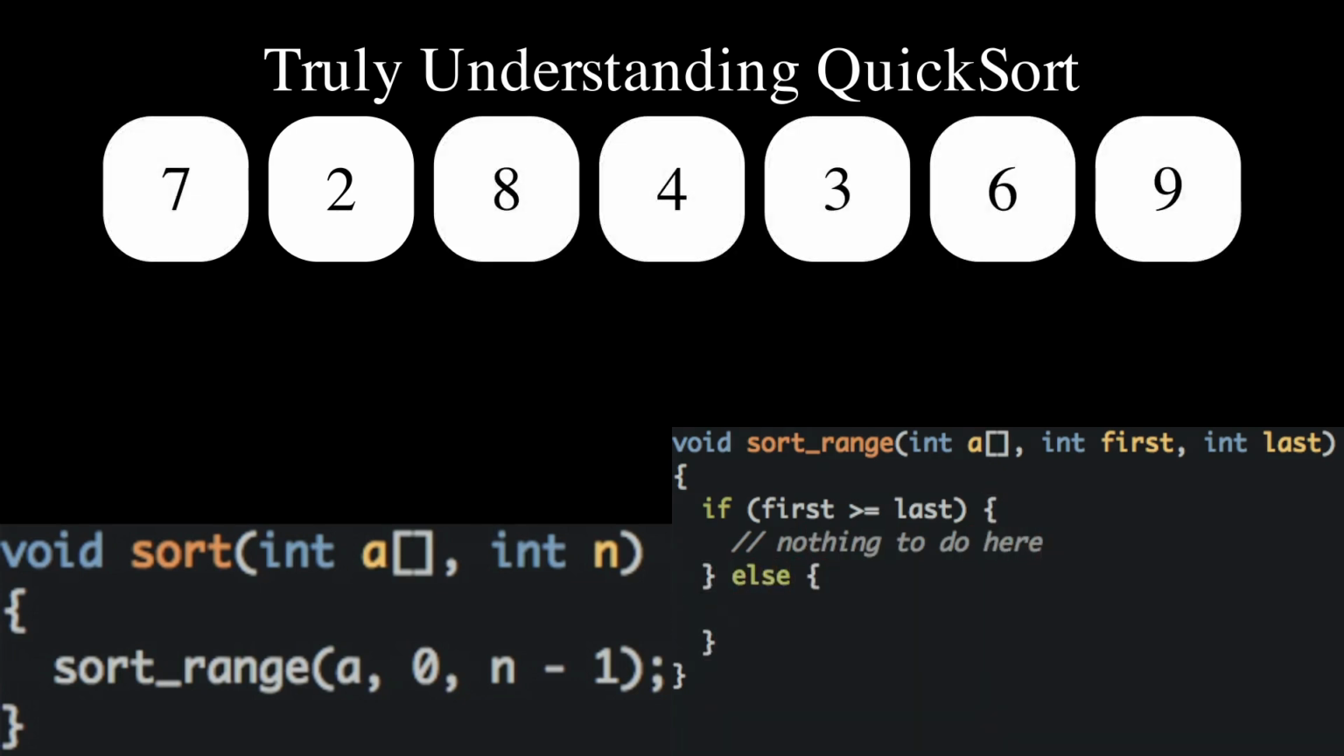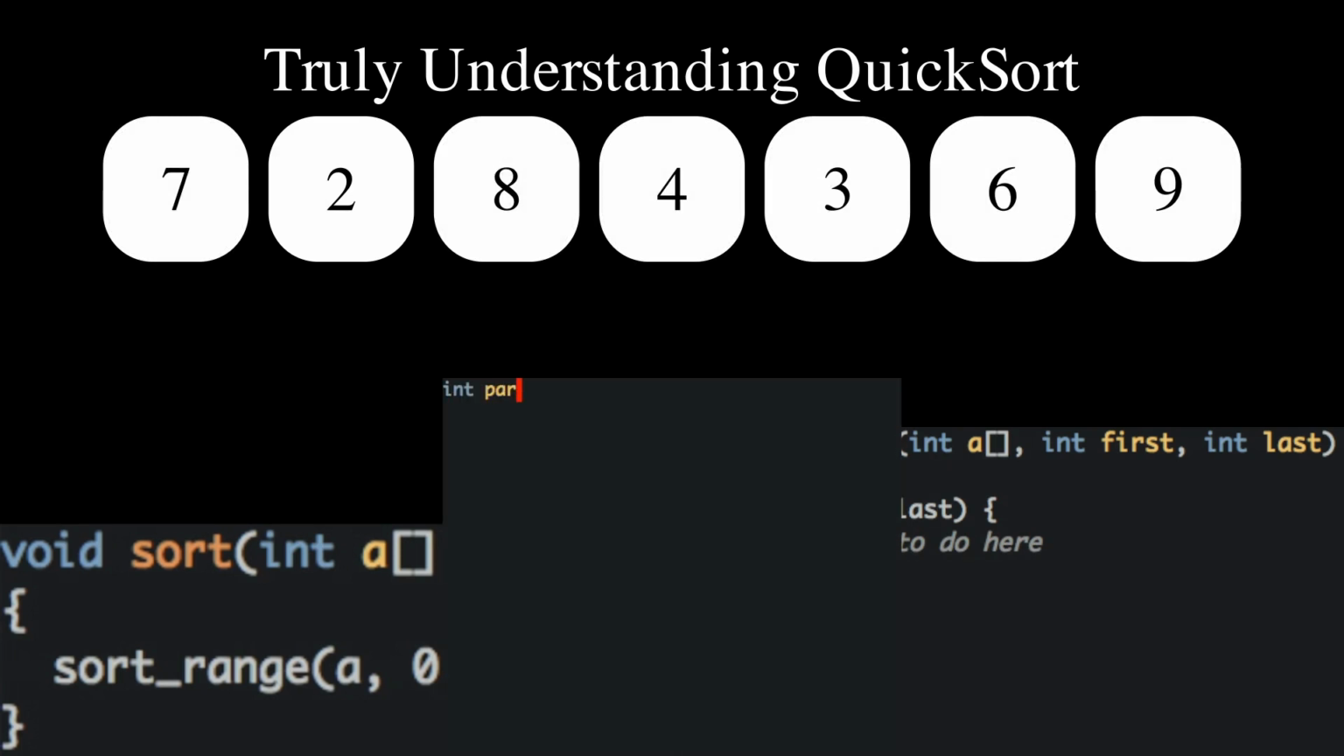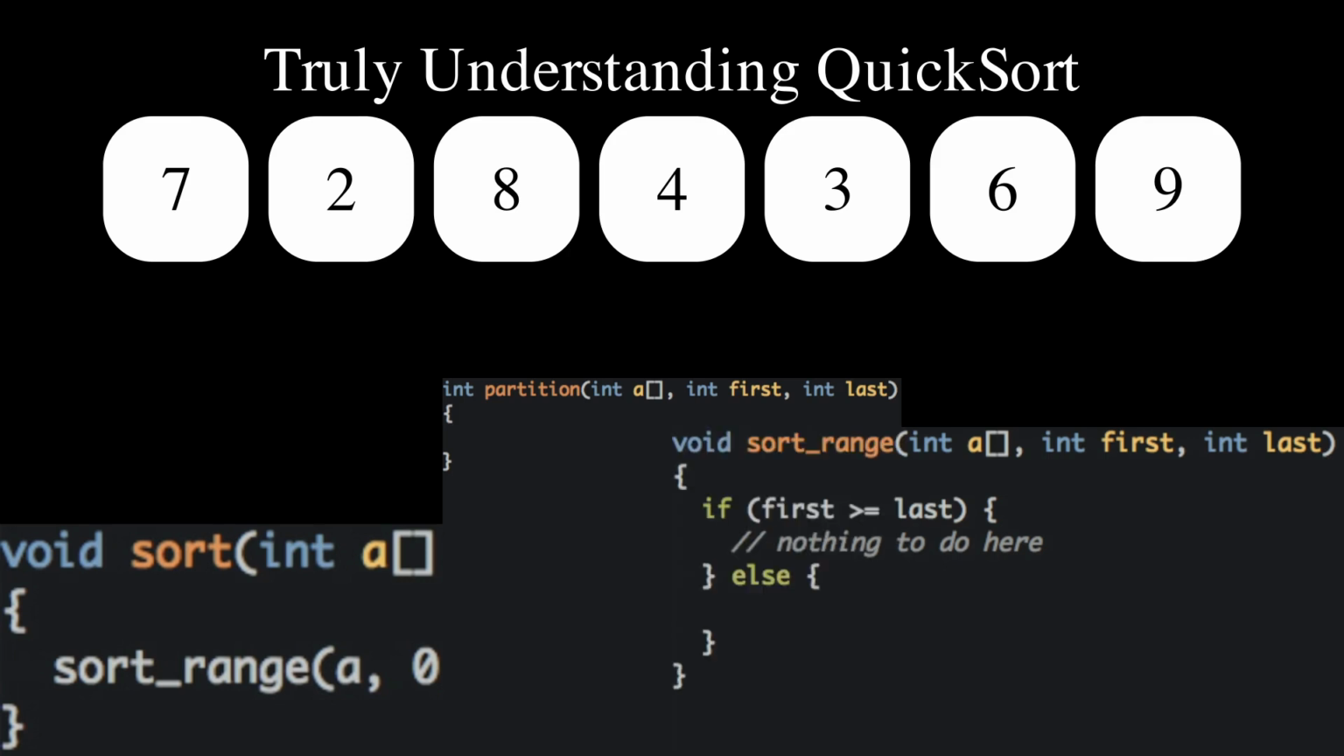For the recursive case, recall that we first need to partition our subarray. We define a function partition that partitions the subarray given as input and returns the position of the pivot after partitioning. Assume for a second that partition is done. How do we use it to fill in our sortRange function?